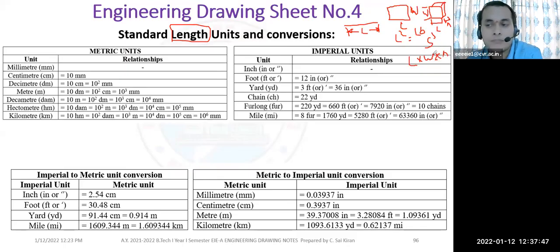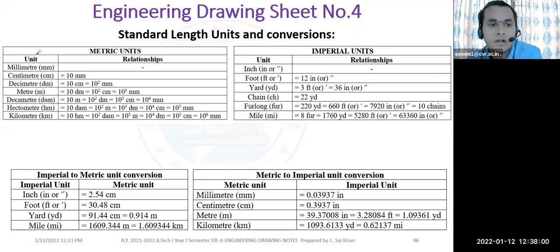For the length, directly I'll measure the L. For the area, I'll measure length into width. For any volume, length into width into height. Similarly, the same concepts you learned in metric units and imperial units will be applied for the areas and the volumes that you will be seeing in the next slide.